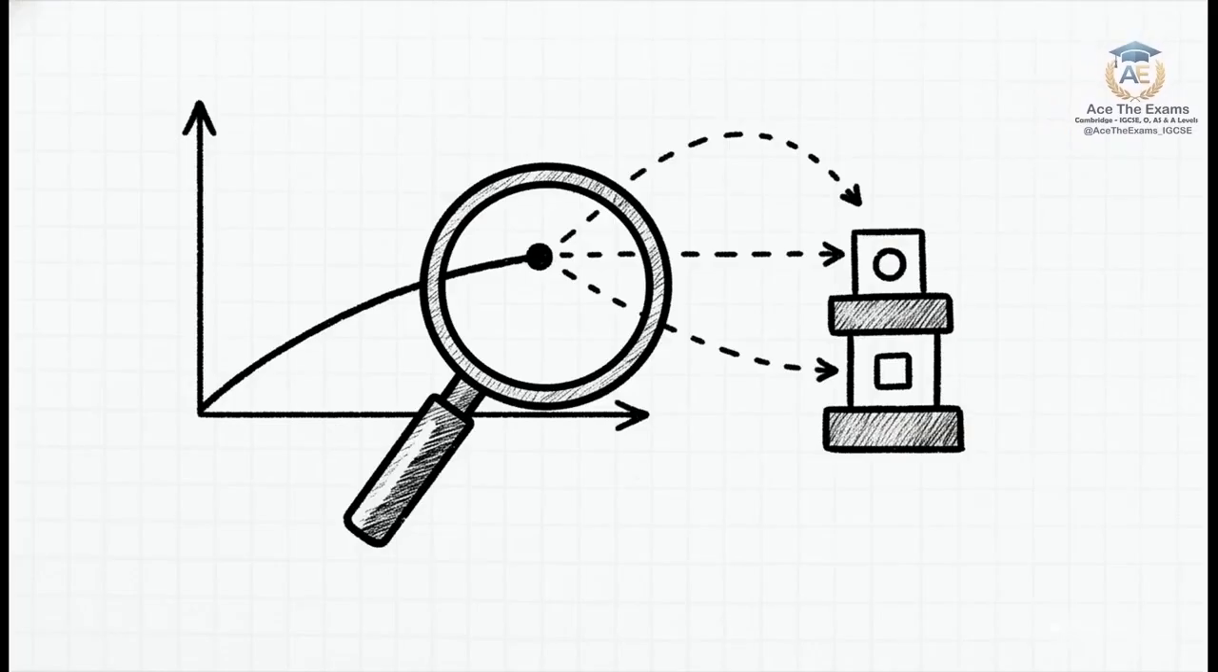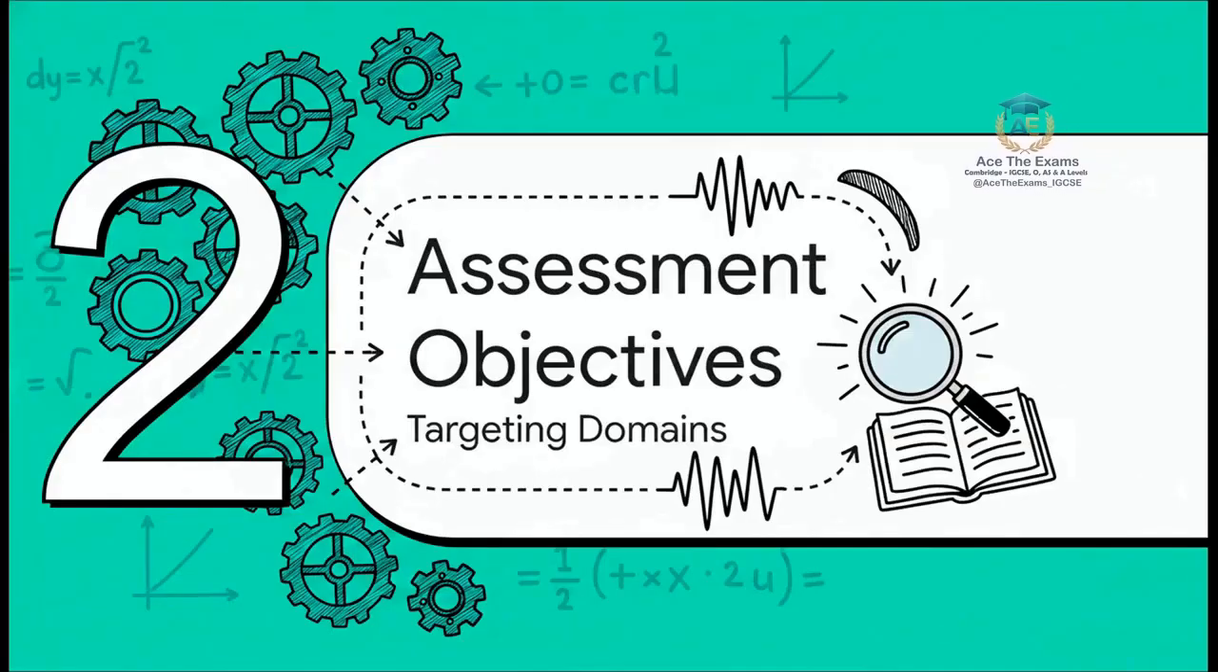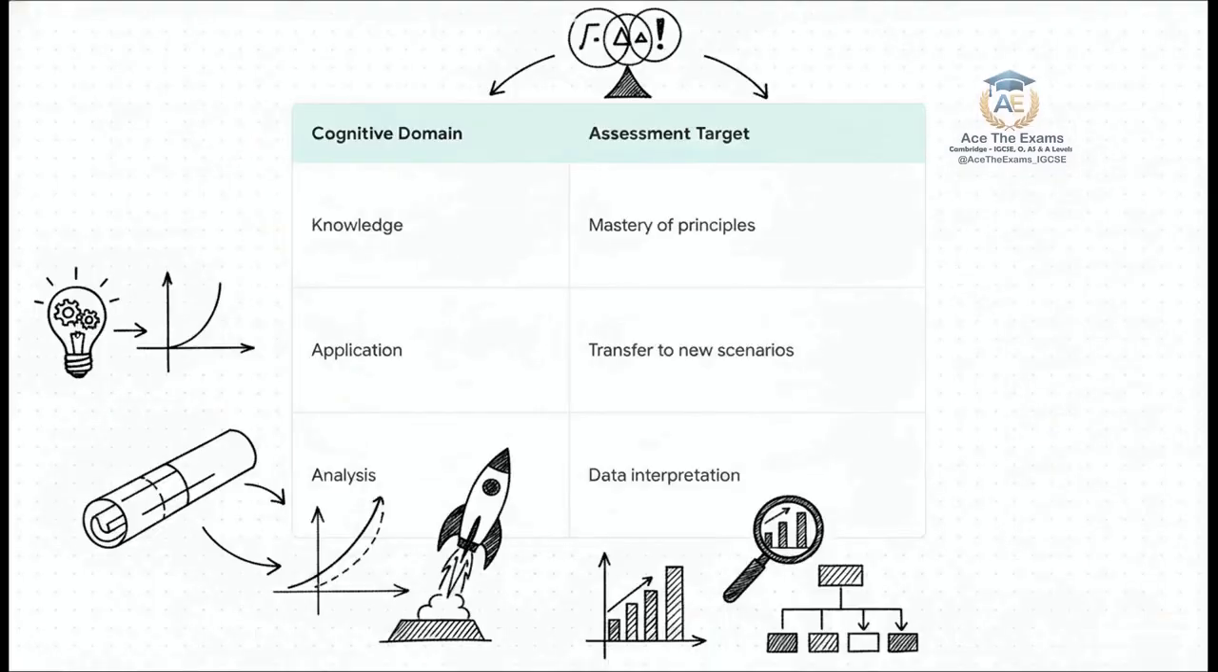Finding the gradient is just step one. Using that gradient to prove beyond a reasonable doubt that a function is universally increasing, that requires connecting the dots and building a real case. Section 2. Core assessment objectives. Targeting domains. Let's cross-examine the text and figure out how to frame your opening statement.